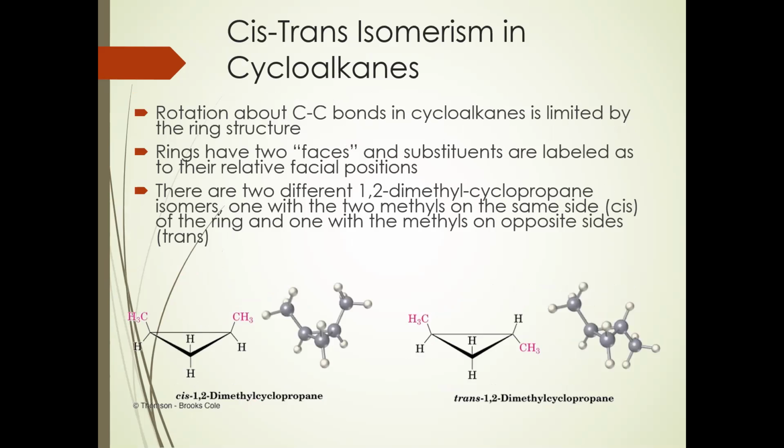Cis-trans isomers in the cycloalkanes. Rotation about carbon single bonds in cycloalkanes is limited by the ring structure. Rings have 2 faces, and substituents are labeled as to their relative facial positions. There are 2 different 1,2-dimethylcyclopropane isomers, one with the 2 methyls on the same side of the ring, cis, and one with the methyls on opposite sides, trans.